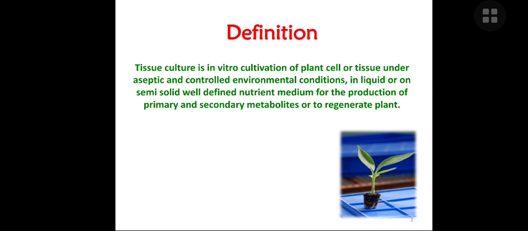And the definition of plant tissue culture is the in vitro cultivation of a plant cell or tissue under aseptic and controlled environmental conditions, giving the supplements, and they are being cultivated in liquid or in solid or semi-solid media, having the nutrients, for the production of primary and secondary metabolites to regenerate into a complete plant.